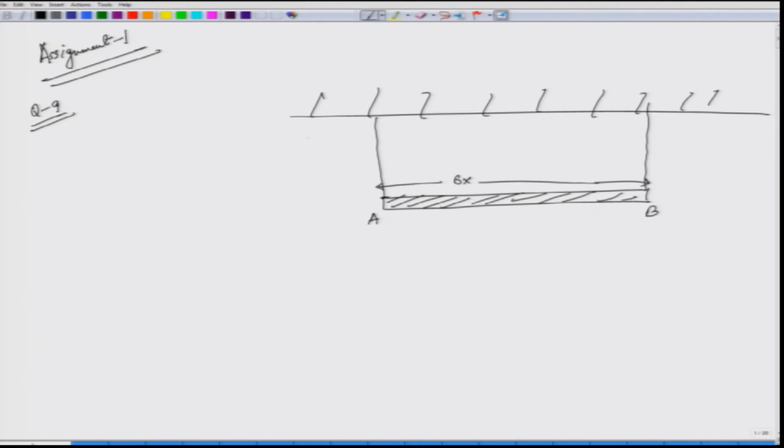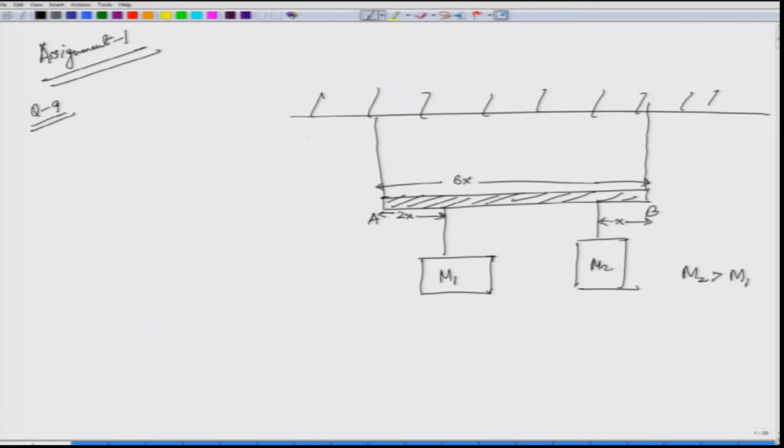A weight of m1 is hanging on the rod at a distance of 2x from end A, and another weight of m2, where m2 is greater than m1, is hanging at a distance x from end B. So, there is another weight, that is m2, which is hanging at a distance x from the end B, and it is given that m2 is greater than m1. The tension in the strings at B and A will be?